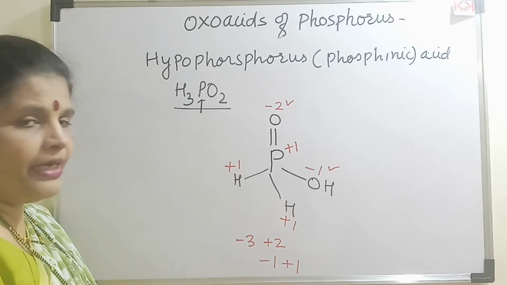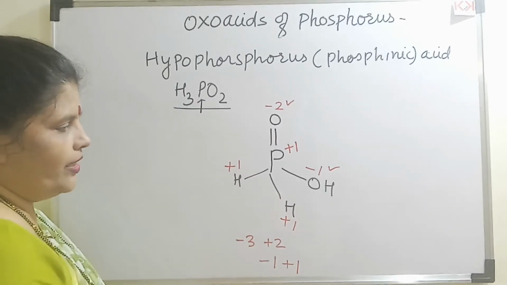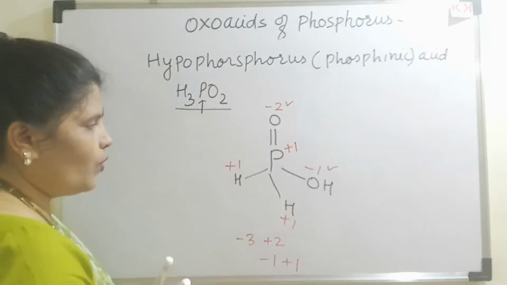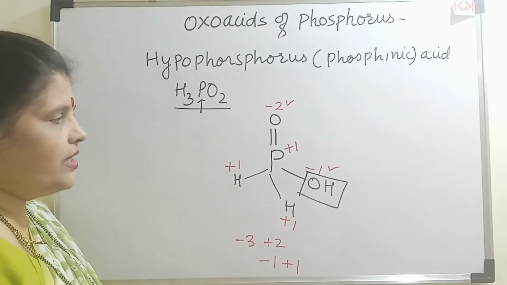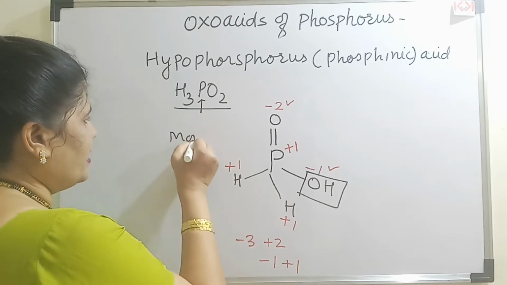Now how to predict what its acidic nature is? You have to count the number of OH groups here. If I see there is only 1 OH group, so this is a monobasic acid.